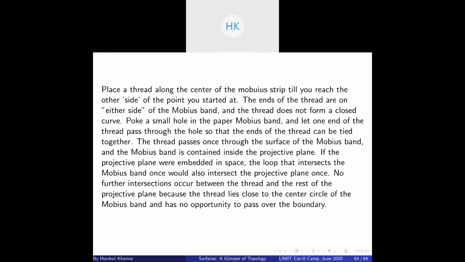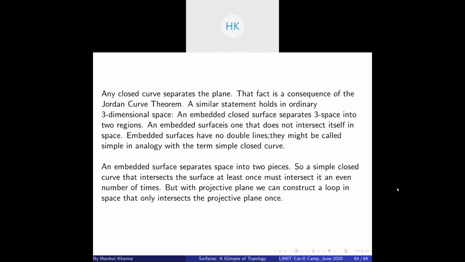Okay, good. So now you see this thread. Now observe, when we glue a disk to a Mobius band, that results in the projective plane. Now the thread passes once through the surface of the Mobius band, and the Mobius band is contained inside the projective plane. So essentially, if the projective plane were embedded in the space, the loop that intersects the Mobius band once would also intersect the projective plane once, right? No further intersection occurs between the thread and the rest of the projective plane. And we see that it passes only once. So we have constructed a loop in the space that only intersects the projective plane once. That proves the projective plane has to have a self intersection when presented in three-dimensional space.